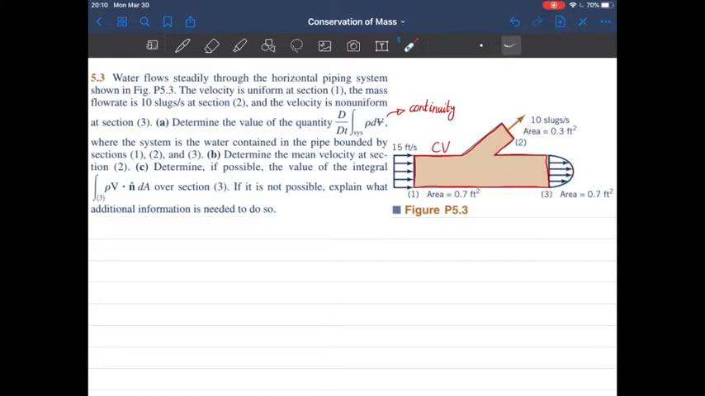So there is no mass change inside the control volume, and rho is constant everywhere because everywhere the fluid is the same. So rho is constant, and also nothing changes with time. So d over dt will be equal to 0.